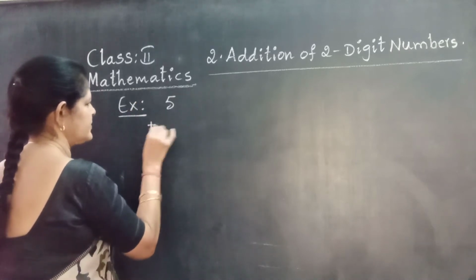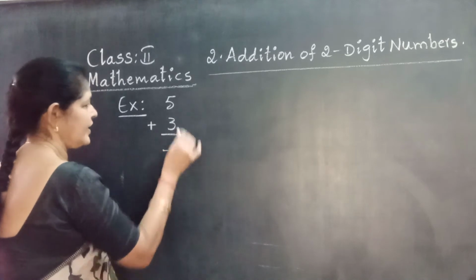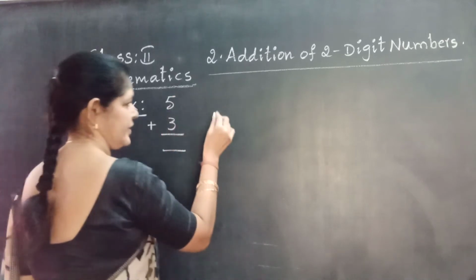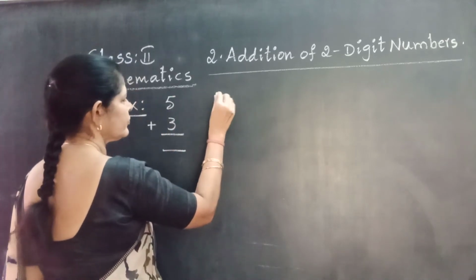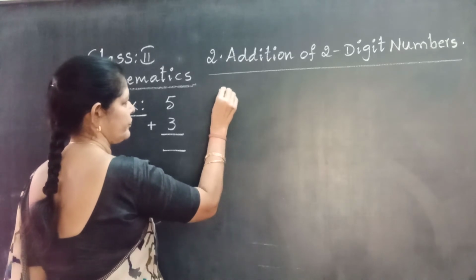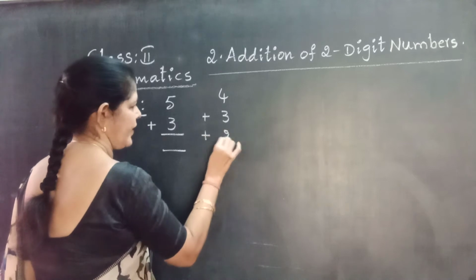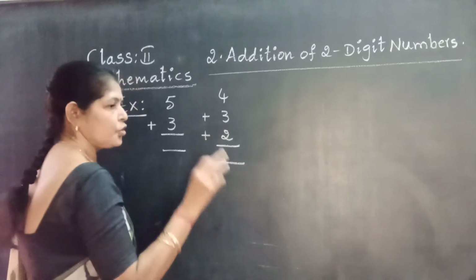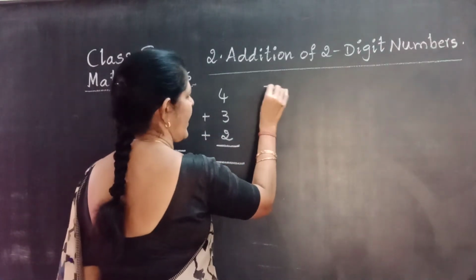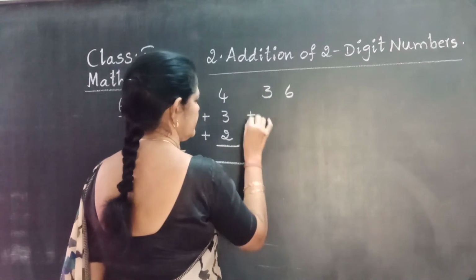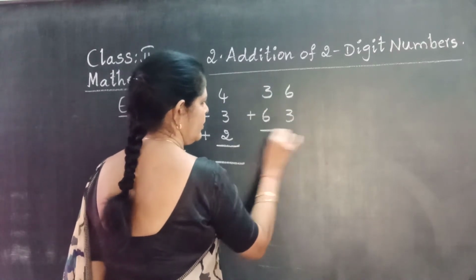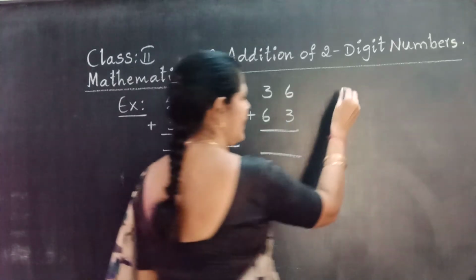5 plus 3. Single digit 2 lines. Next, single digit 3 lines. 2 digit 2 lines. 2 digit 3 lines.